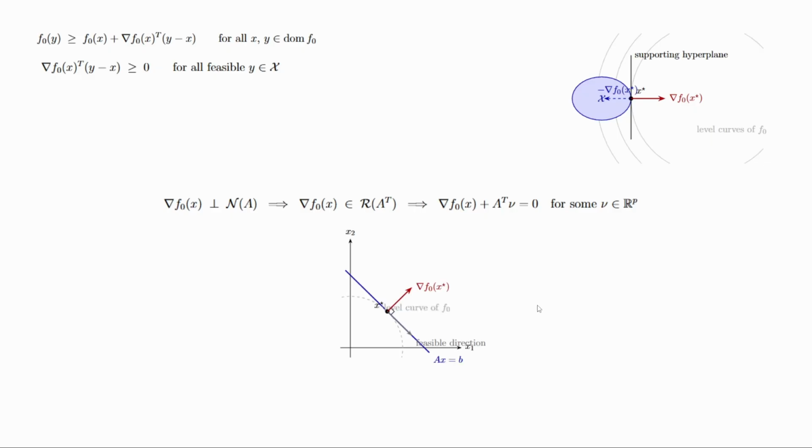So here's the diagram to show what I mean. Notice that the feasible region is not really a region, it's just a line because we have equality constraints here, not inequality. And the optimum point is the x star here, like this. Now notice that the level curve of f0 is tangent at the point x star. So this is a geometric interpretation that the gradient is orthogonal to the feasible directions, in this case, the null space of A.